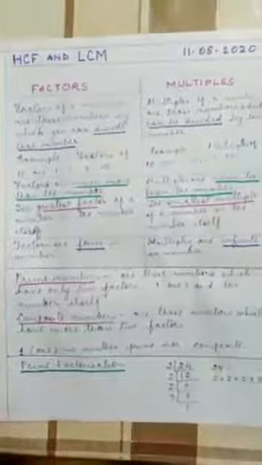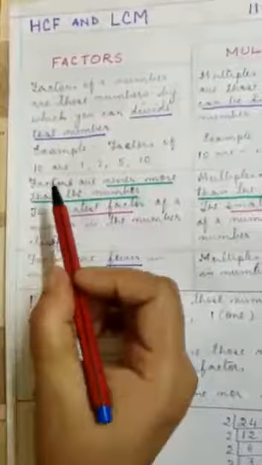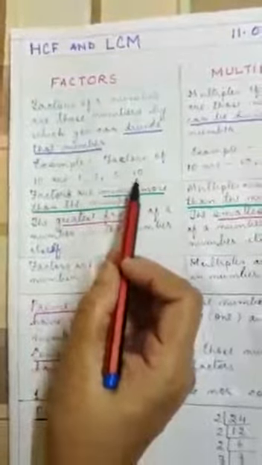You have also done HCF and LCM by listing the factors or multiples and by the prime factorization method. Let us first revise. Now, what are factors? Factors of a number are those numbers by which you can divide that number. For example, if we have to find the factors of 10, 1, 2, 5 and 10 are the numbers. You can divide 10 by 1, 10 by 2, 10 by 5 and 10 by 10. So these numbers are called factors of 10.